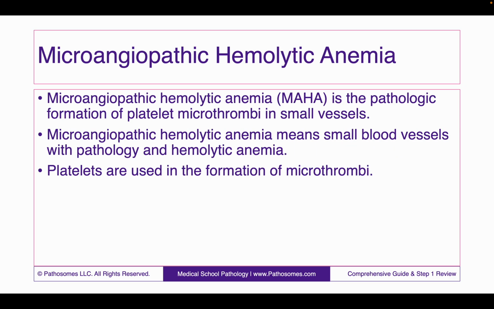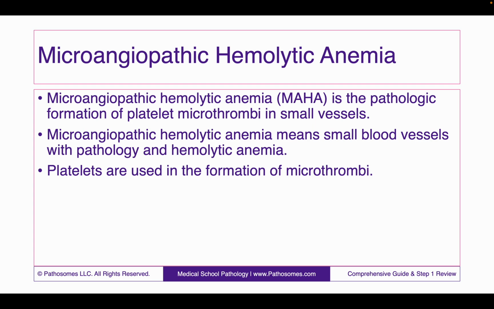Let's talk a bit about MAHA, Microangiopathic Hemolytic Anemia. Microangiopathic hemolytic anemia is the pathologic formation of platelet microthrombi in small vessels. Now imagine there's little clots forming, microthrombi, in the small vessel walls, right? You can see why that's a problem, right?